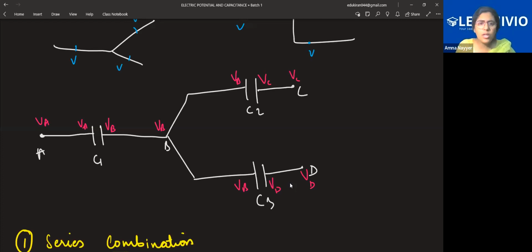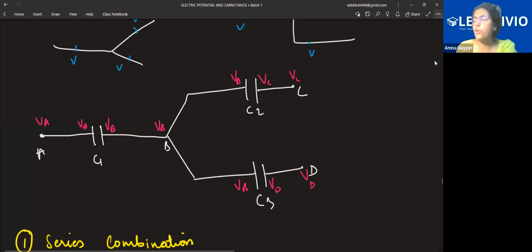So in the circuits where you are not able to identify by looking at the circuit whether it's a series combination or a parallel combination, what would you do in that case? You will check the potential. If the potential is same in the wires, you will directly conclude that this is a parallel combination. If all the charges are remaining same and potentials are changing, you will conclude that this is a series combination. So it is helpful. That's why you should know these basics.